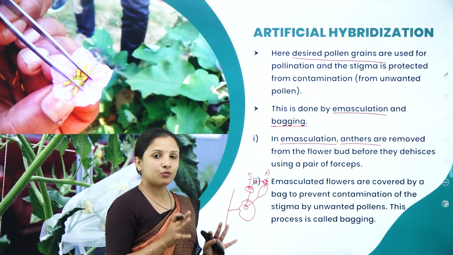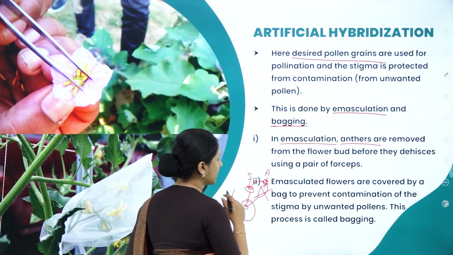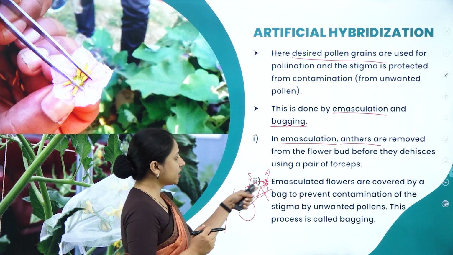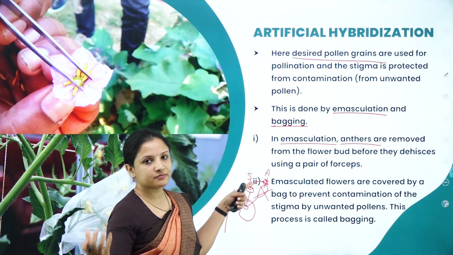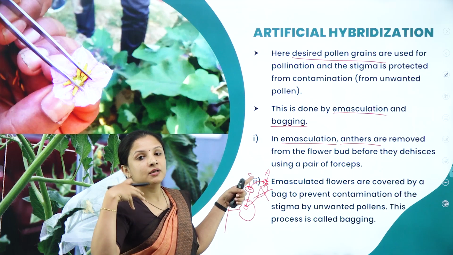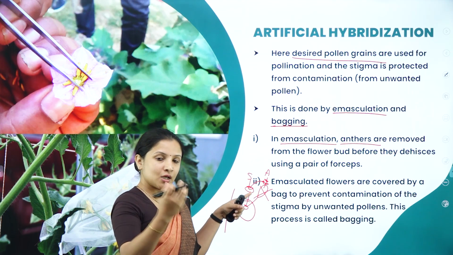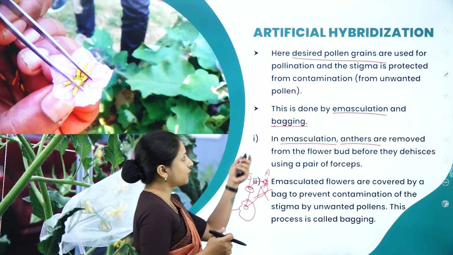Now we don't want self-pollination there. We have to prevent it. So what the scientist does is, he will completely remove these anthers. When the anthers are removed, self-pollination is not possible. But pollination will occur with pollen grains from some other flower, the flower which we want, which has good characters. We can take that and dust it on the stigma to achieve pollination. So that is what is done here.